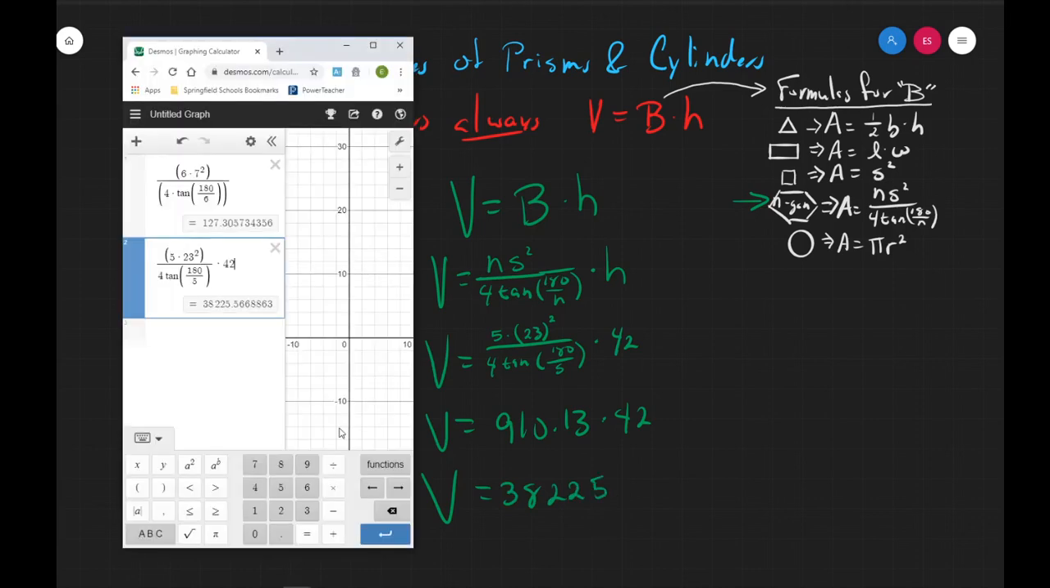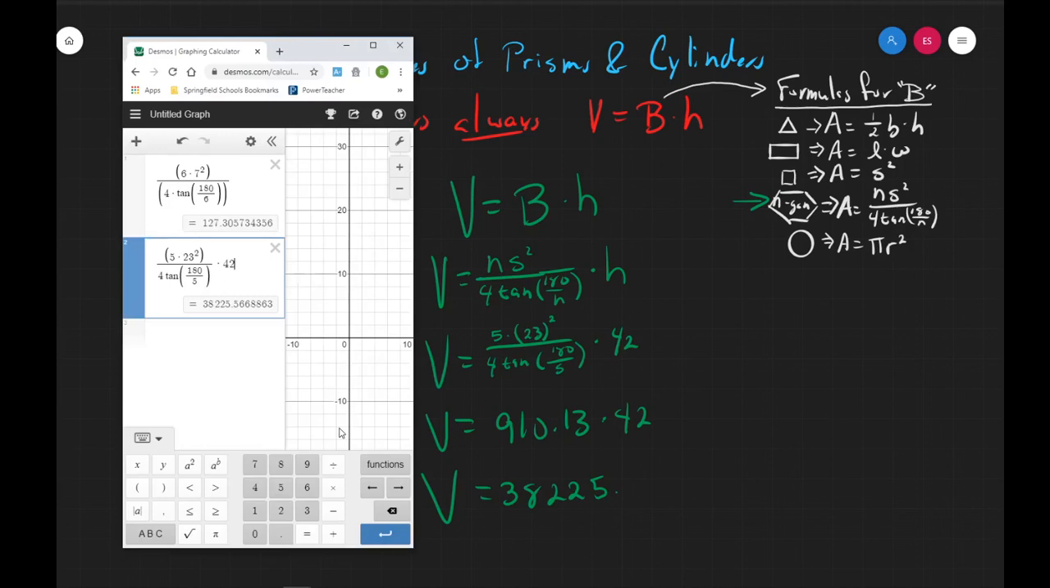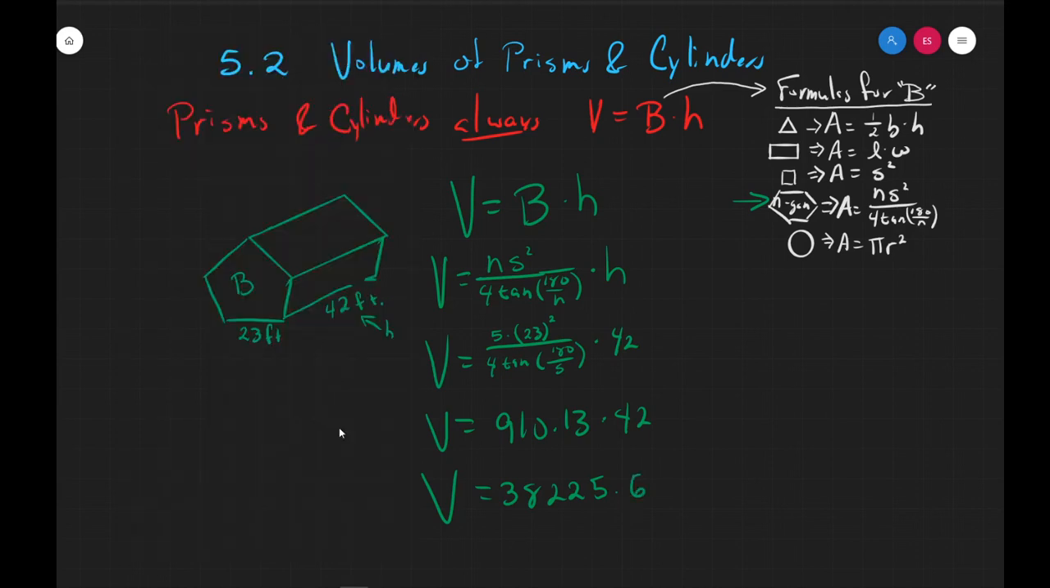We're going to get 38,225 point. I'm going to round to the nearest tenth. So since it's a 6 after that 5, we're going to say that is 0.6. And let me go ahead and throw a comma in here to make it easier to read. So this is 38,225.6 cubic feet, or feet cubed. Okay? So those are all the different types of prisms. Let's do a quick cylinder, and then we will be done for this video.